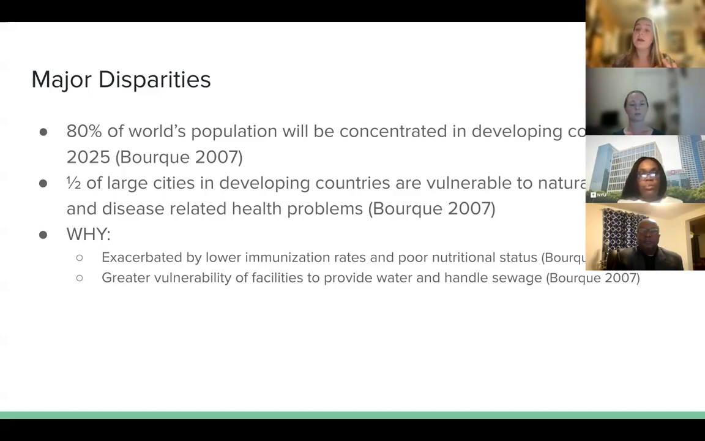Another reason why we are currently having disease-related health problems in relation to global security is an exacerbated number of lower immunization rates and poor nutritional status in developing countries. Those are key factors in having weak immune systems and being unable to fight off any disease risks or global health matters that could cause an issue in security.